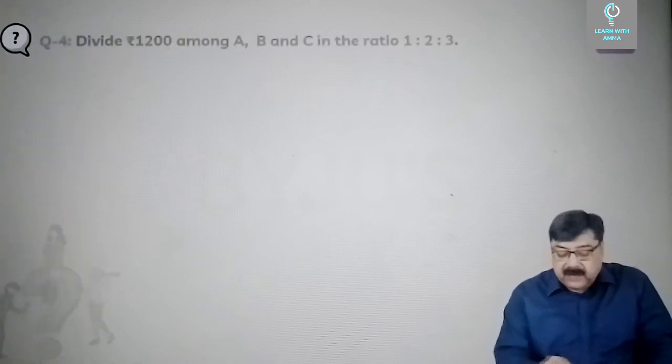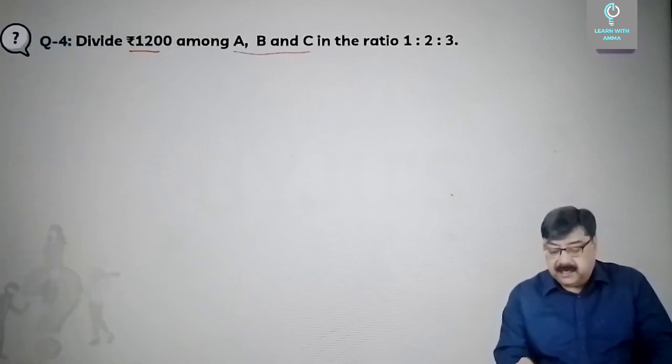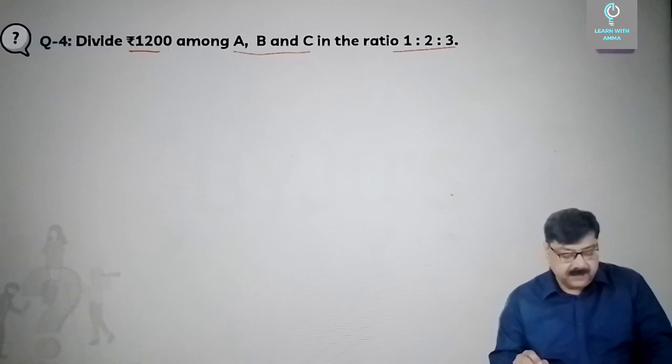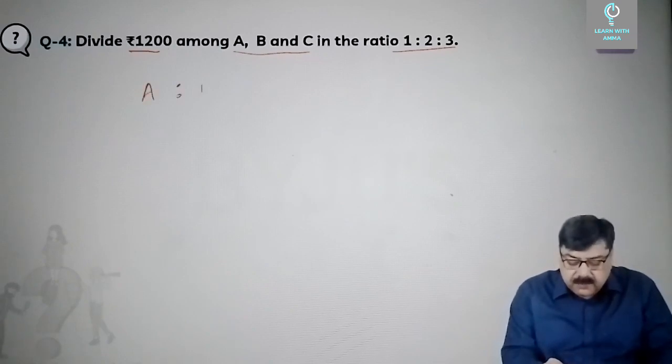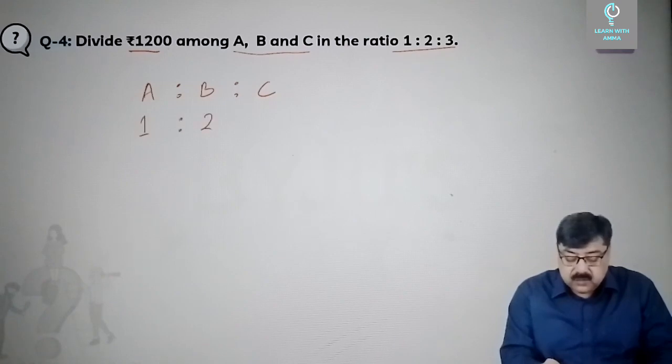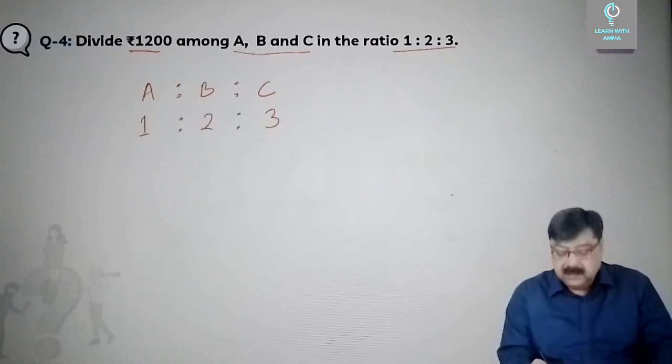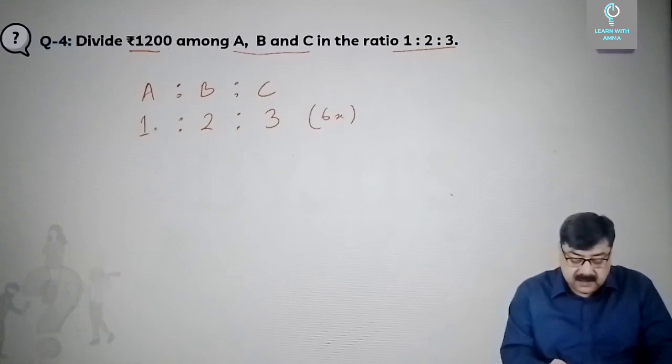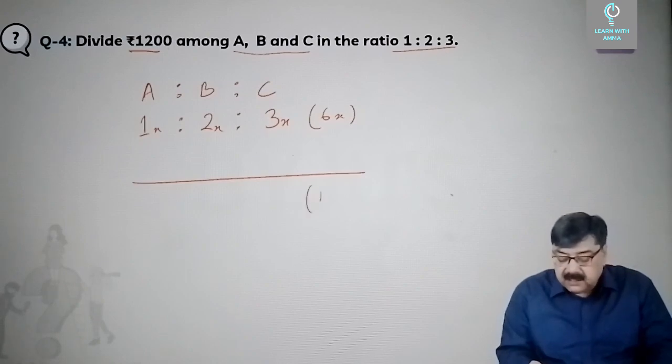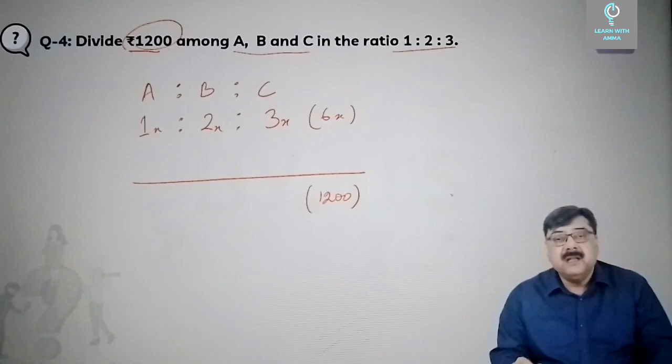Okay, now divide 1200 among A, B and C in the ratio 1 is to 2 is to 3. So A is to B is to C. The ratios are 1 is to 2 is to 3. Alright, total is 6 ratio points. So 6x, this is 1x, 2x, 3x, let us say. And you have to divide a total sum of money, that is rupees 1200 among A, B and C.